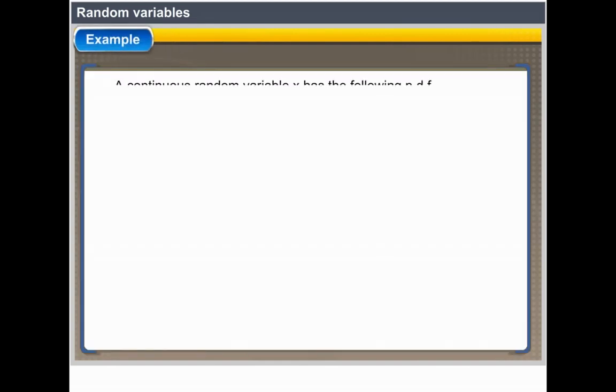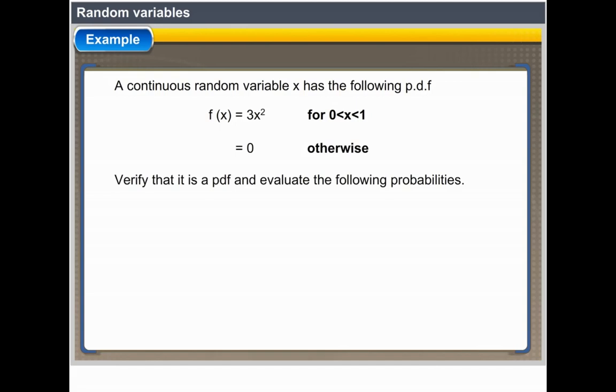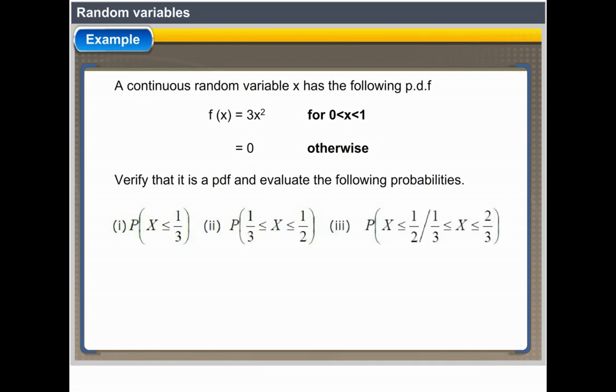Example. A continuous random variable x has the following PDF, that is, probability density function. f of x equal to 3x square for 0 less than x less than 1, and 0 otherwise. Verify that it is a PDF and evaluate the following probabilities. Subdivision 1. Probability of x less than or equal to 1 by 3. Subdivision 2. Probability of 1 by 3 less than or equal to x less than or equal to 1 by 2. Third subdivision. Probability of x less than or equal to 1 by 2 given 1 by 3 less than or equal to x less than or equal to 2 by 3.